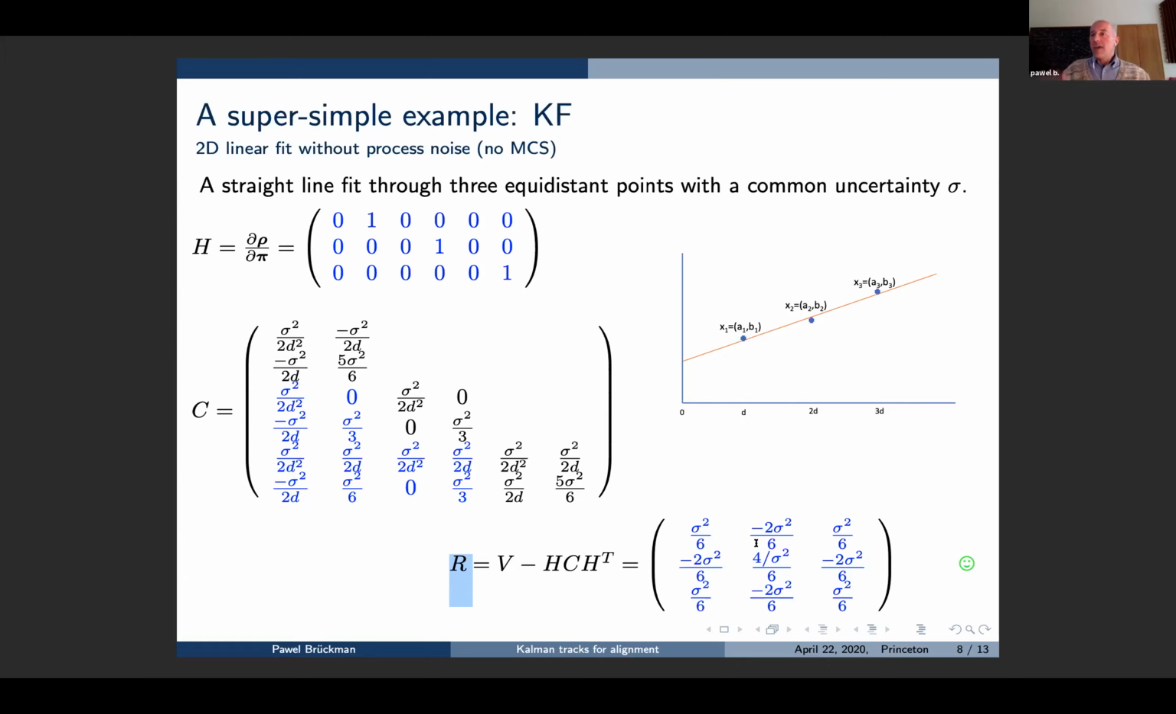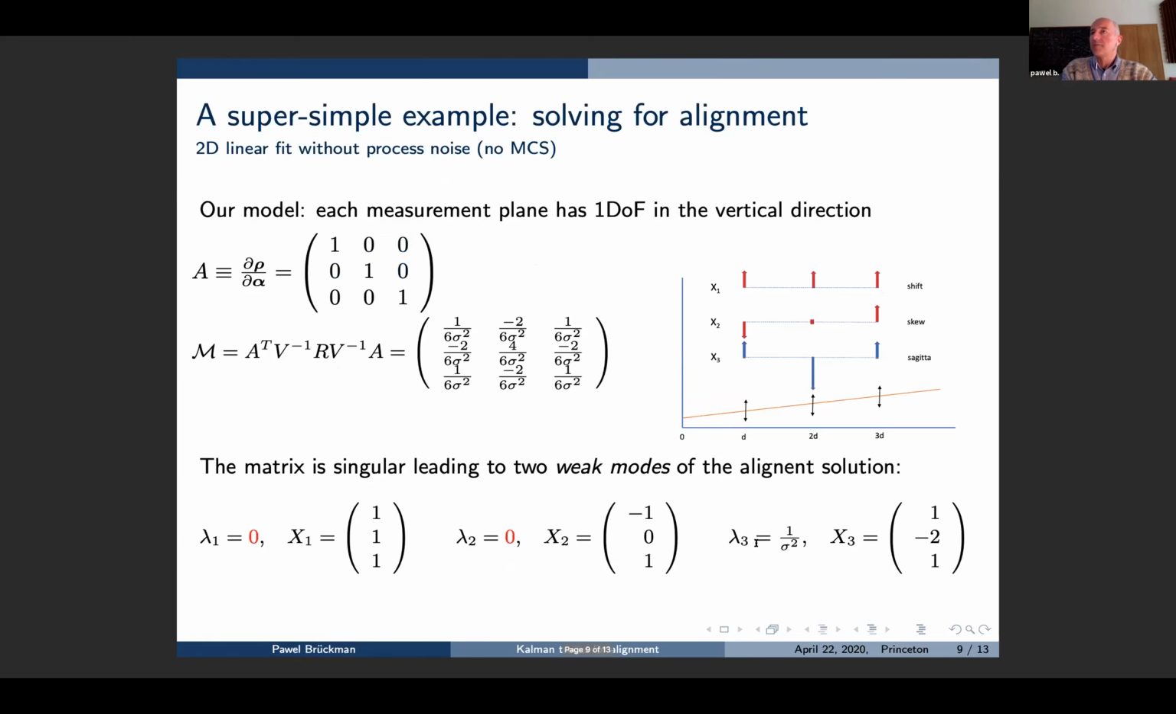So from here on, if you do the alignment, you don't care what kind of underlying tracking you used. Important is that you have the correct and the same R, so the full covariance of the residuals. And this is your ruler in the alignment problem. Okay, so let us solve this alignment problem.